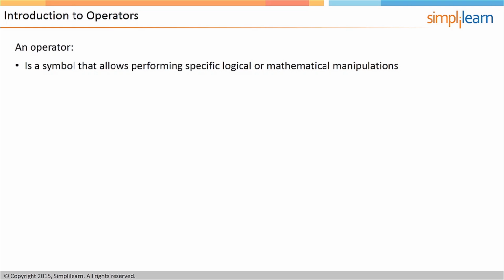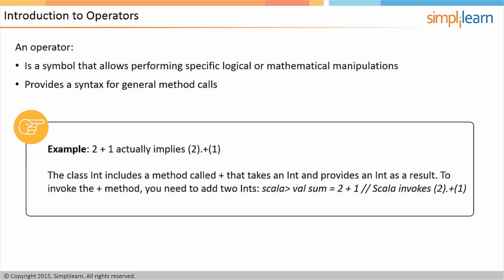An operator is a symbol that conveys to the compiler that it needs to perform specific logical or mathematical manipulations. Actually, these operators provide a nice syntax for general method calls. For instance, consider the example given on the screen. In this example, the class integer includes a method called plus that takes an integer and provides an integer as a result. To invoke the plus method, you need to add two integers, as depicted on the screen.